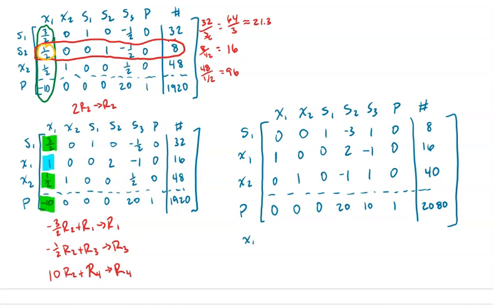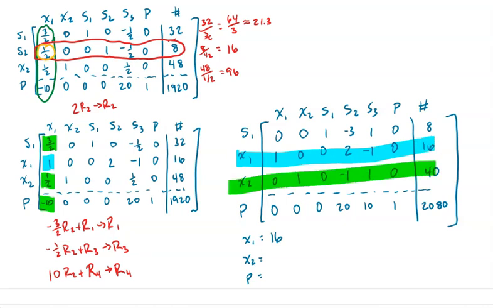Then we just have to figure out what our final answer is. So if we're looking for x1, x2, and p, x1 is 16, x2 is 40, and p is 2080. So we have a max of 2080 at 1640.